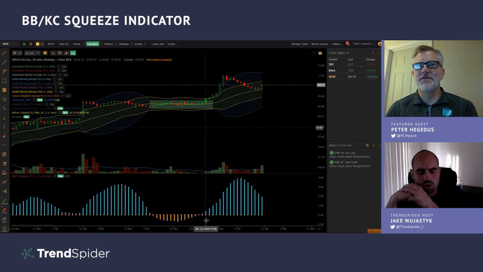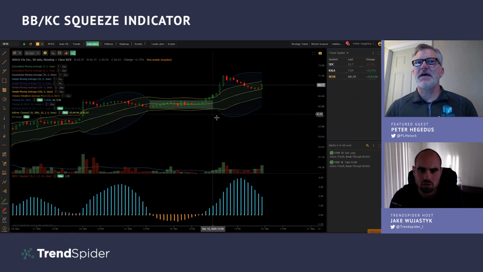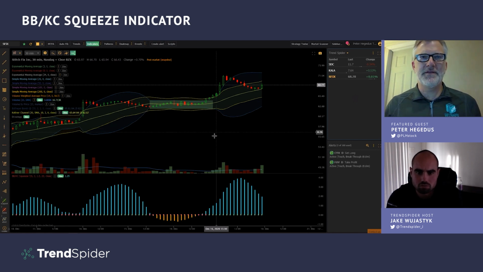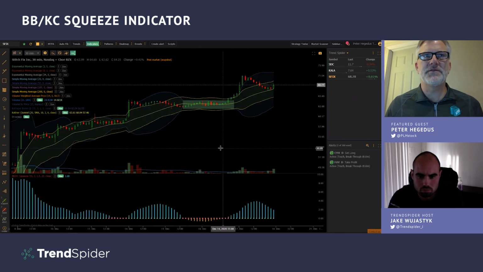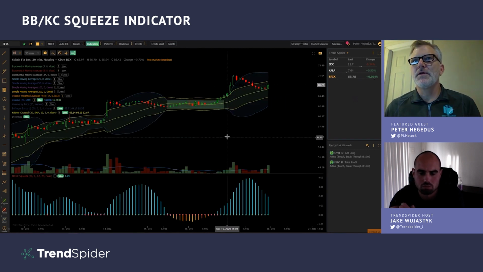Got it. So what if price action broke to the downside on something like this? What would the squeeze do? Would you see just momentum going down again? Yep, you would see the exact same thing, and typically, let's just go back and see if we can find one on this 30-minute chart. That's not a good example here, but you would see the same thing.